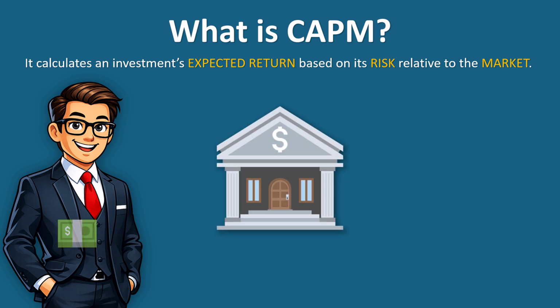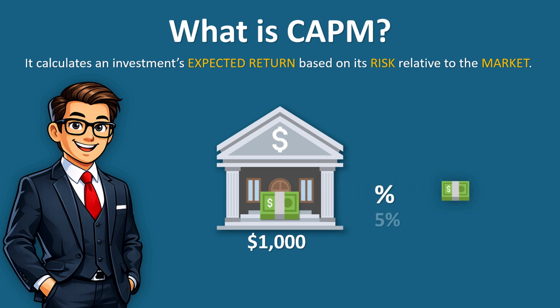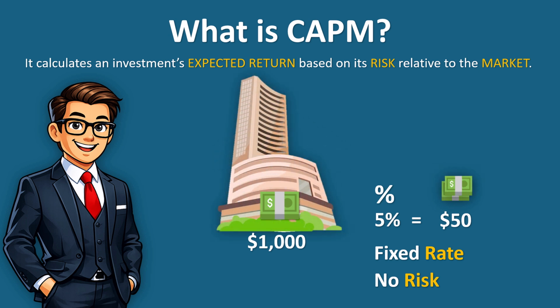For example, imagine a manager who invests money in a bank. This investment gives a fixed return each year as a percentage, let's say 5%, which equals $50 per year. This is a fixed rate. Even if the bank makes more profit or less profit, the bank will still give him 5% each year, not more, not less. But if the investor wants a higher percentage return, he should consider investing in the stock market.